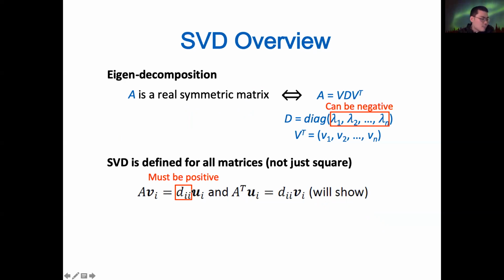And the Dii must be positive, unlike here. Dii must be positive, because it measures how important this Vi is. We will show why these are like this. Right now we are giving you the conclusion to help you memorize these things, and then you will see them unfold. Although eigenvalues in eigendecomposition can be negative, in reality we never do that. We usually use a covariance matrix so that these values will be positive.